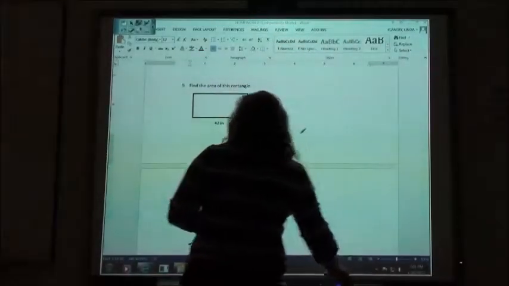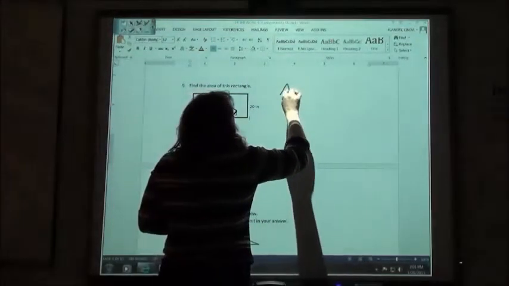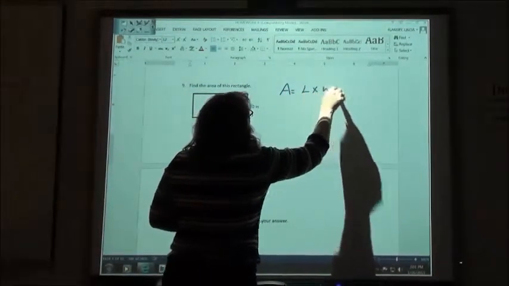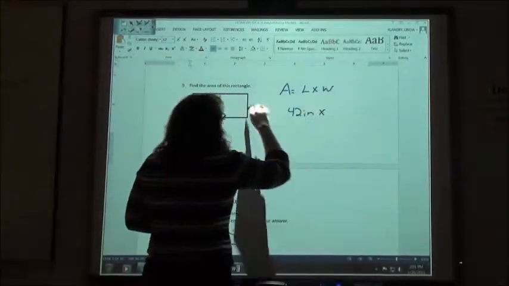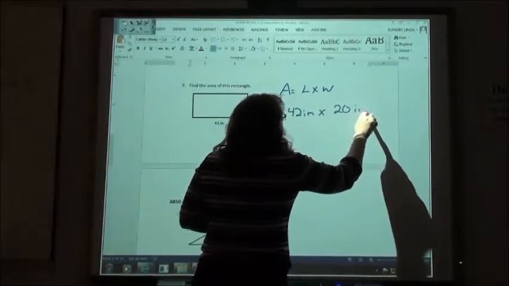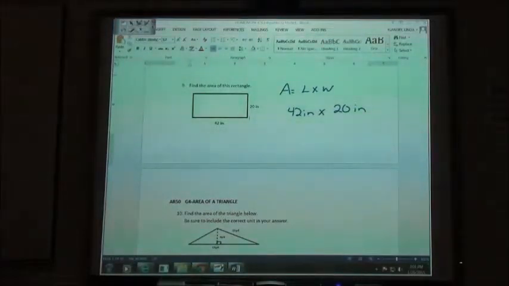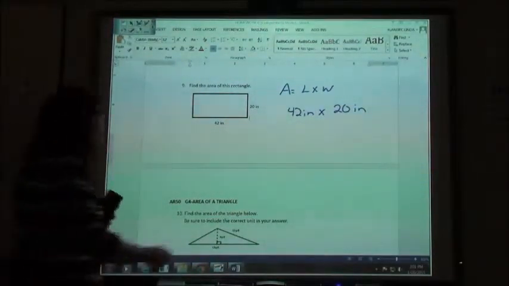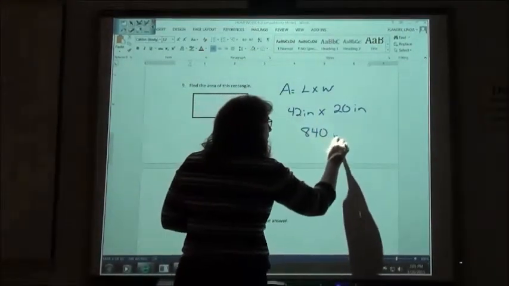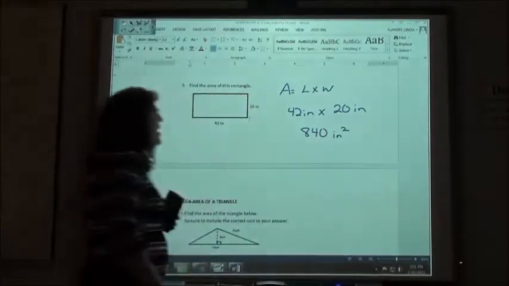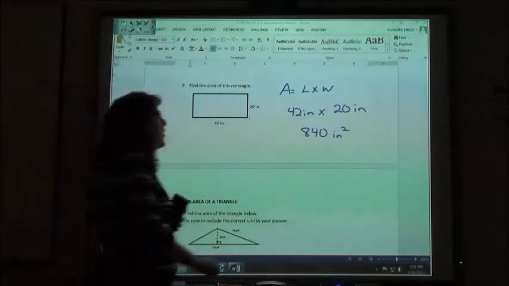All right, number 9, find the area of a rectangle. If I'm going to find the area of a rectangle, my area is equal to the length times the width. So in this case, my length, 42 inches, times my width, 20 inches. And if I multiply that out, 42 times 20, I get 840. And my label, since I have inches times inches, inches squared. We know that anytime you have area, your label should be in square units, so 840 inches squared.